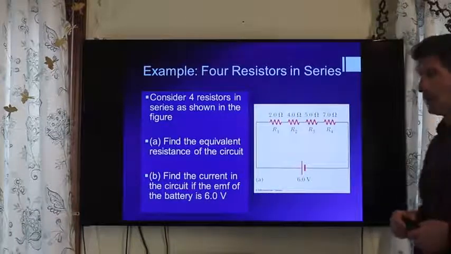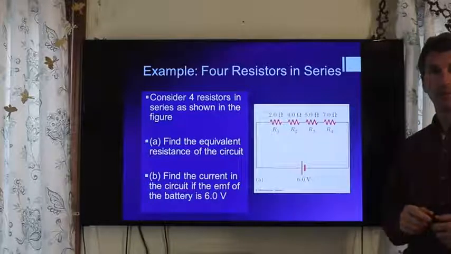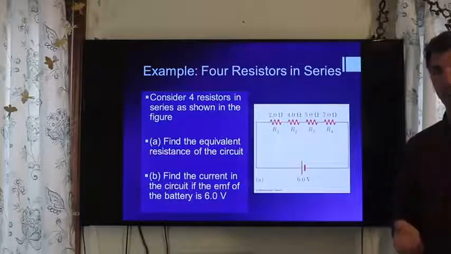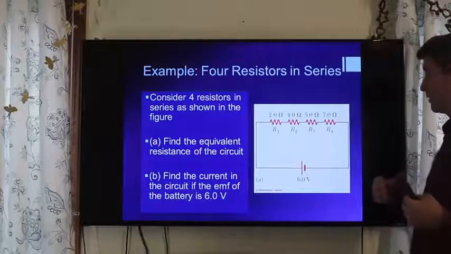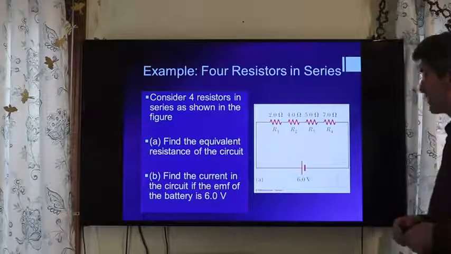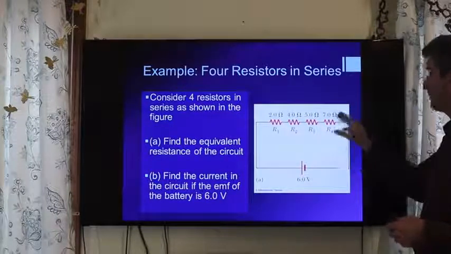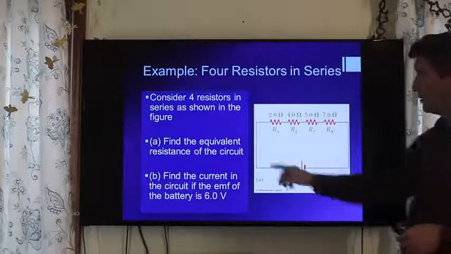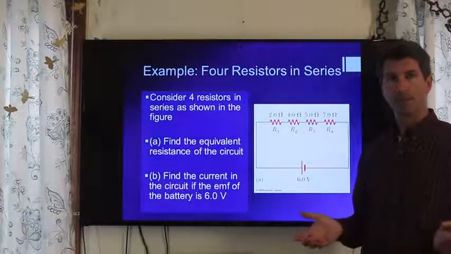Let's do an example of 4 resistors in series and see how these 4 resistors become an equivalent resistor, what the voltage drop is across each, and what the current is through each. Okay, so we have here a 2 ohm, a 4 ohm, a 5 ohm, and a 7 ohm resistor. We want to first of all find the equivalent resistance of this circuit. How do we do that?